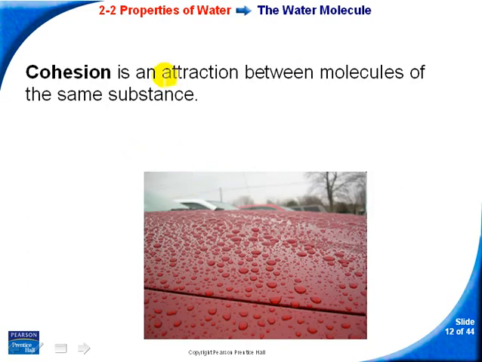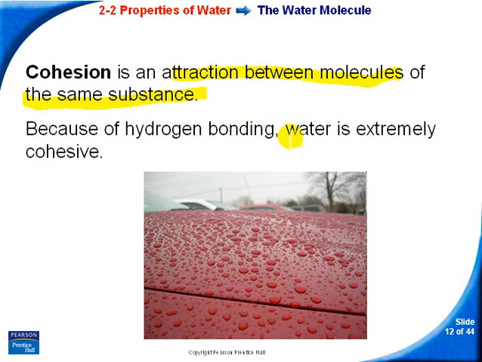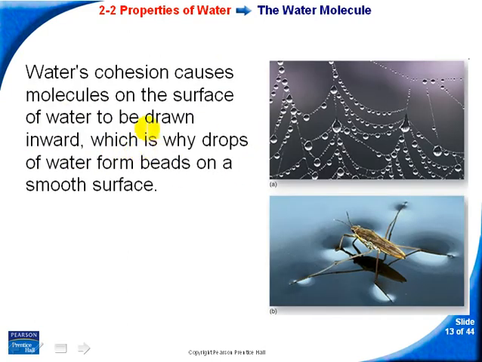First property is called cohesion, and it's the attraction between molecules of the same substance. In this case, between two water molecules. And you can see the water here is beading up on this car. The water molecules are sticking together to each other, and they're forming these beads. If you take some water and put it on the tip of your finger, you'll see that the water likes to clump together on your finger. So water is extremely cohesive because of this hydrogen bond.